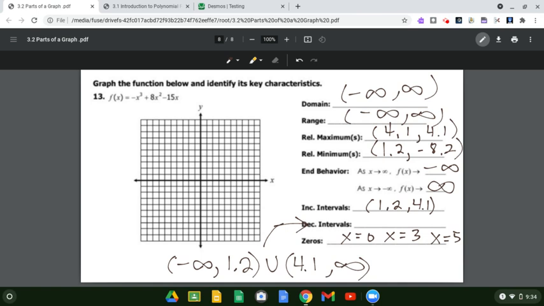Okay, that is it for today. Parts of a graph. Make sure that you use Desmos to help you identify these features, and have a wonderful day.